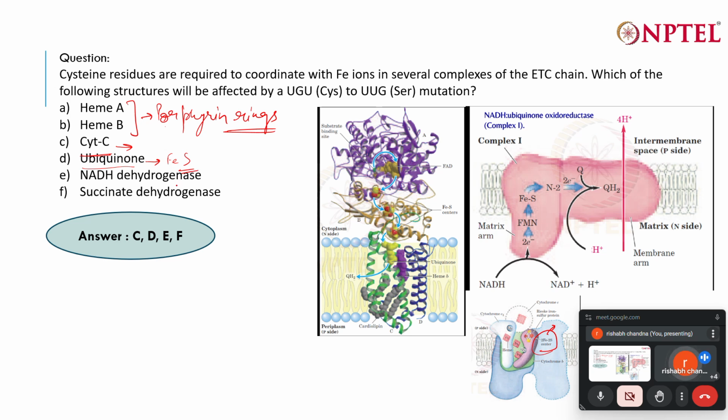Okay, then we have NADH dehydrogenase. So here we can see that it has a component of FeS, that is basically due to cysteine residues. Then we have succinate dehydrogenase, and it has many FeS centers. Okay, so that is involved in electron carrying capacity. So these four proteins are the proteins that will be affected when the cysteine molecule is being replaced by serine. Okay, so any doubts in this question?